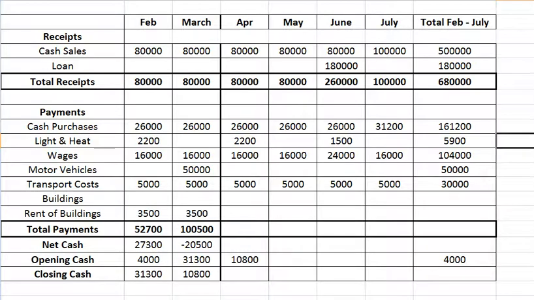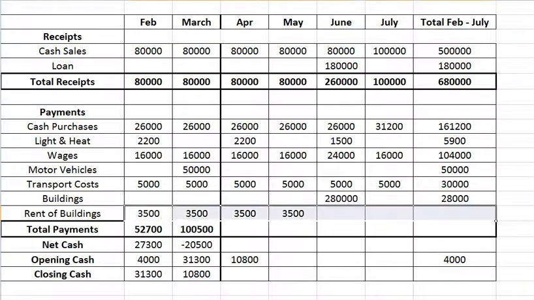Now buildings, it's saying Lee Limited will take over ownership of the building on payment of 280,000 in June. The rent will cease after May. So in June they're going to buy the building maybe that they're currently renting for 280,000, giving a total of 280,000. But the rent then ceased at the end of May. So you only have April and May with rent because they now own the building, giving a total of 14,000.